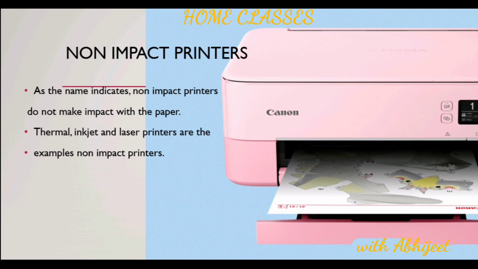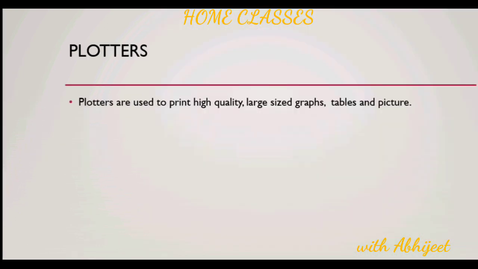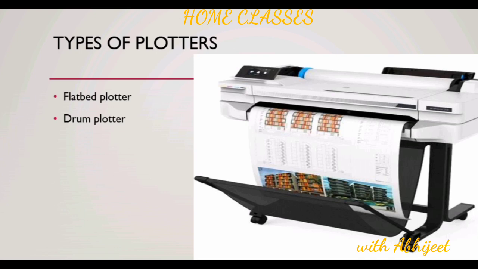Next output device is plotter. Plotters are used to print high quality, large size graphs, tables and pictures. You have seen the banners. Banners are made using plotters. Plotters are of two types: flatbed plotter and drum plotter. You can see by seeing the image that it gives a large printout, and it is similar to the banners or the advertisements which we see on flags on the hoardings.